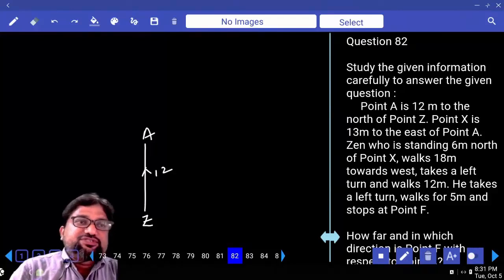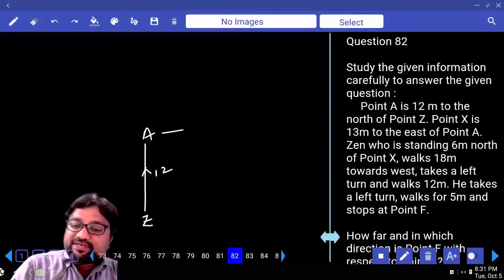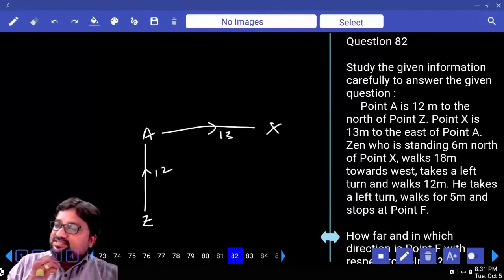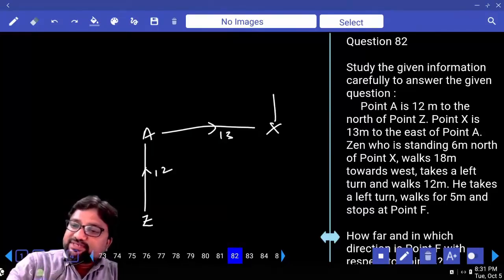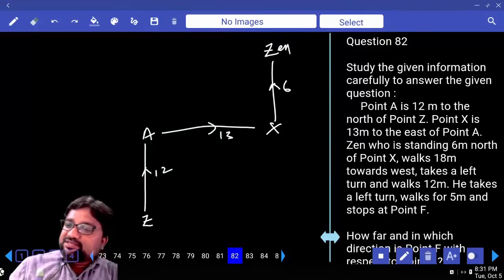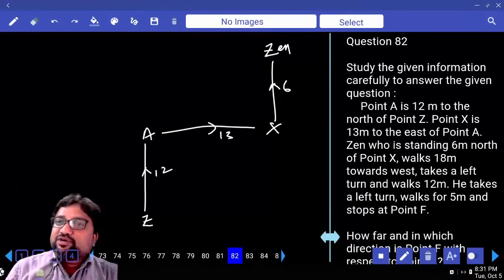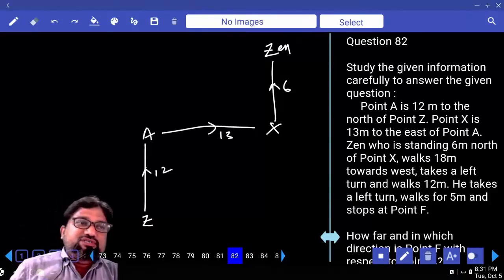East is always towards your right hand side. How many meters? And what's this point? This is X. Zen is standing 6 meters to the north of X. This is Zen, who is standing here. X walks 18 meters towards west. Now this Zen, who is standing 6 meters to the north of X, is walking how many meters? 18 meters towards west. West is towards your left hand side.